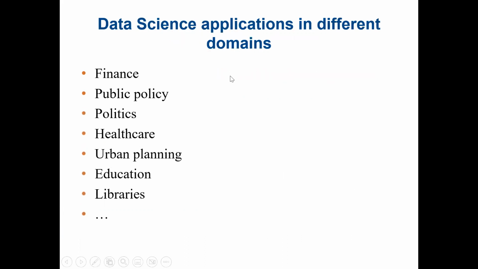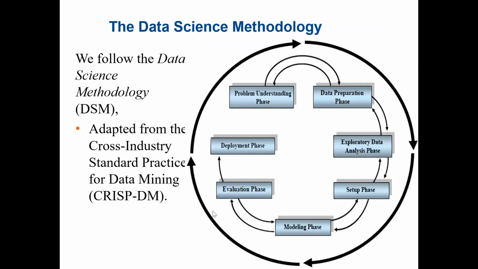Now, data science applications are in different domains: business, engineering, medicine, etc. So examples given here can be, we can use data science applications in the banking industry such as finance, also public policy, politics, government agencies, healthcare, urban planning, education, libraries, etc., engineering fields, etc.